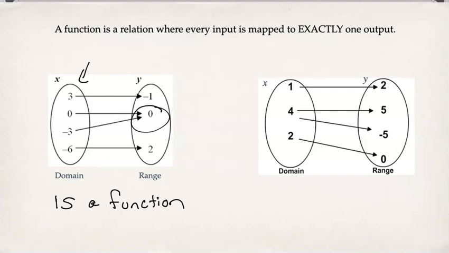Okay? If you were looking at this second one, do you see how 4 sometimes goes to 5 and sometimes goes to -5? Well, that's like saying channel 4 goes to NBC and ESPN. You can't have one channel go to two different things, okay? So in this picture, it's the 4 that ruins it in this mapping, all right? 4 goes to two different things. So we say this is not a function.